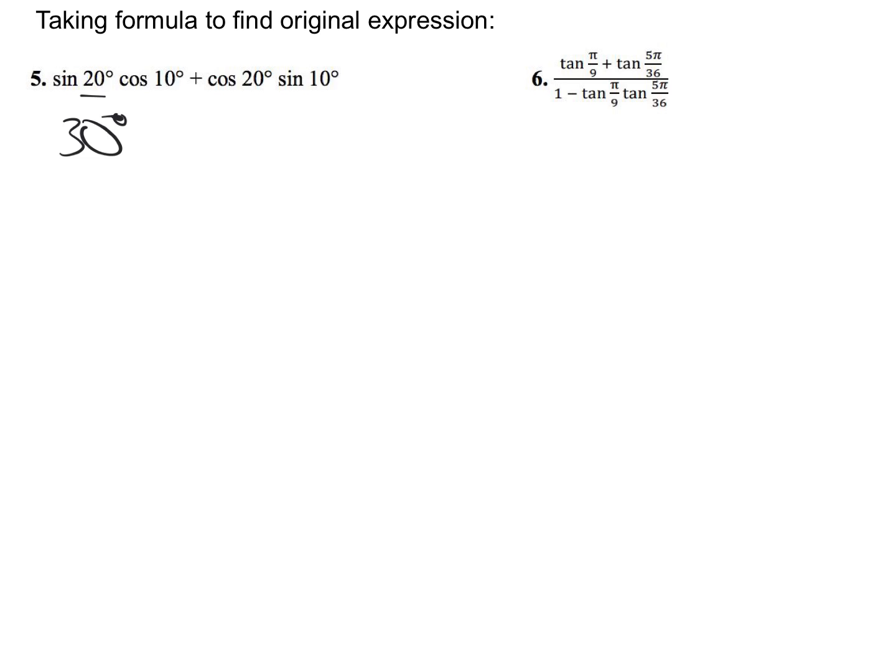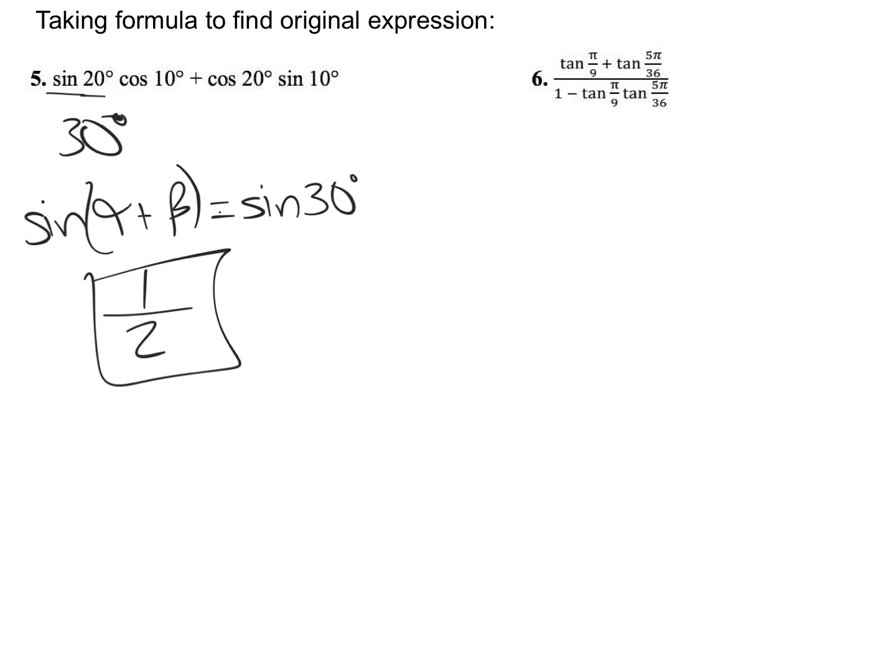If you look, this has sine cosine plus cosine sine, and the only one that matches that is going to be sine of alpha plus beta. That matches this completely, which means we are going to be looking at sine of 30 degrees, and sine of 30 degrees, if you look on your unit circle, is 1/2. And that's it for that one.